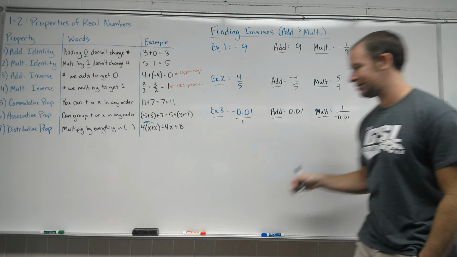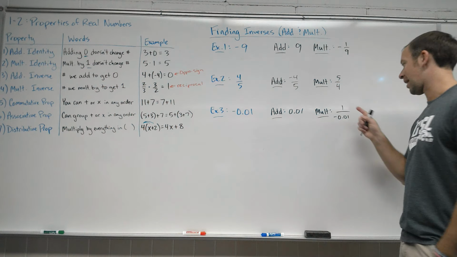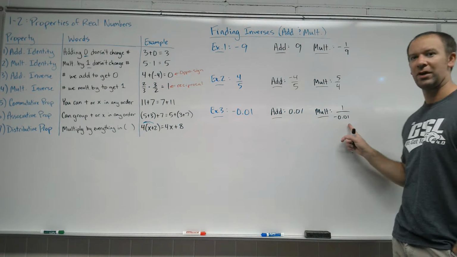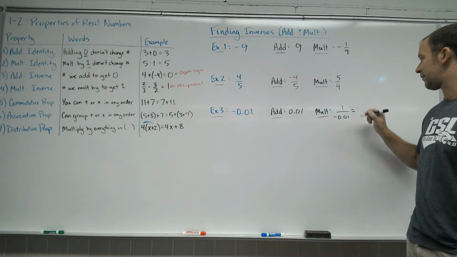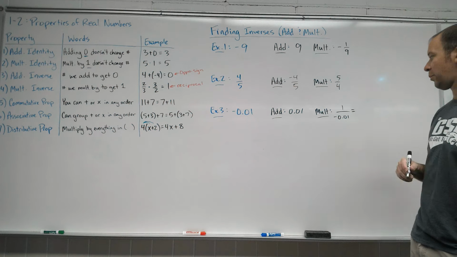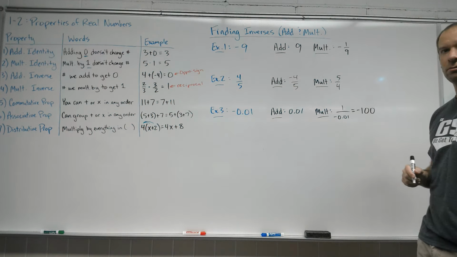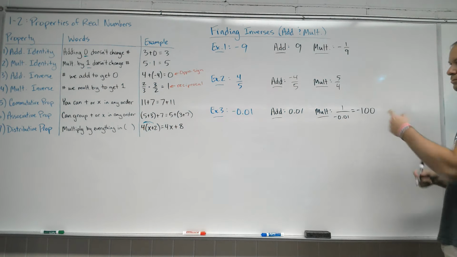That's technically fine for the answer, but leaving a decimal in a fraction is disgusting, so please don't do that. If you ever have a decimal in a fraction, just punch it in your calculator and see what you get. If I do that, 1 divided by -0.01, I get -100. So -0.01 times -100 should just give you a 1.